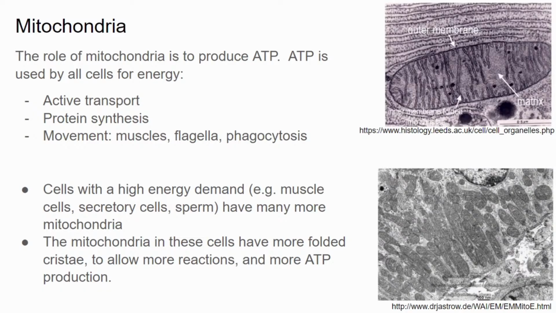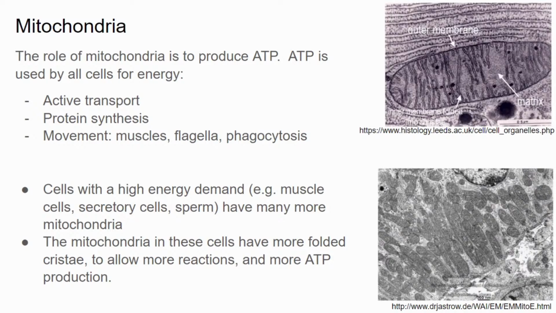We've looked at active transport already. ATP is involved in protein synthesis. It's involved in movement as well, so muscle fibers, flagella, which are like little tails on some different types of cells, phagocytosis, which we've already talked about. So cells need a lot of ATP. Cells with a very high energy demand, so things like muscle cells or cells that are producing lots of stuff and undergoing lots of exocytosis or secreting lots of substances, means that they will need lots and lots of ATP.